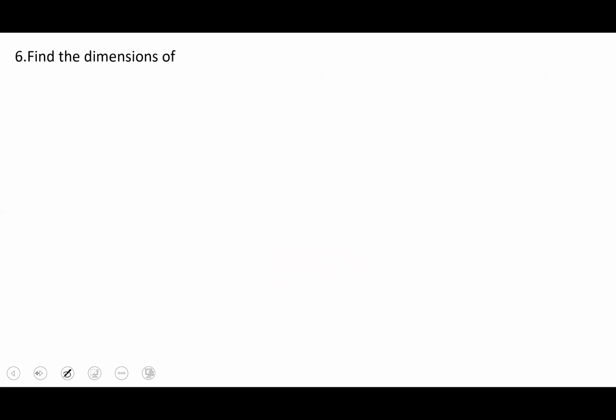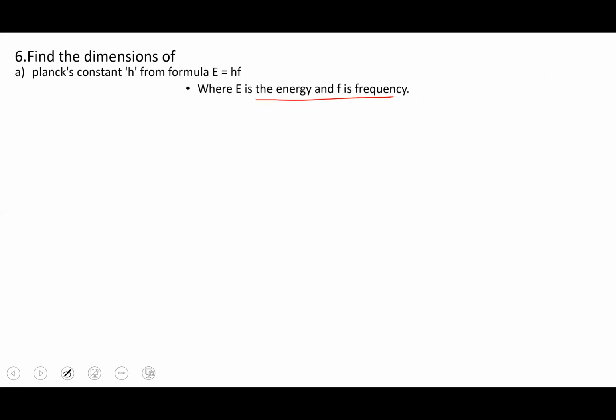Question number 6 says find the dimension of Planck constant, where the formula is E equals hf, where E is the energy and f is the frequency. So first of all, we must know the dimension of energy. Energy can be, let's say, potential energy, mgh. So m will be written as M. g's dimension is basically meter per second squared, so we'll say L T to the power minus 2, and the dimension of h is basically length.